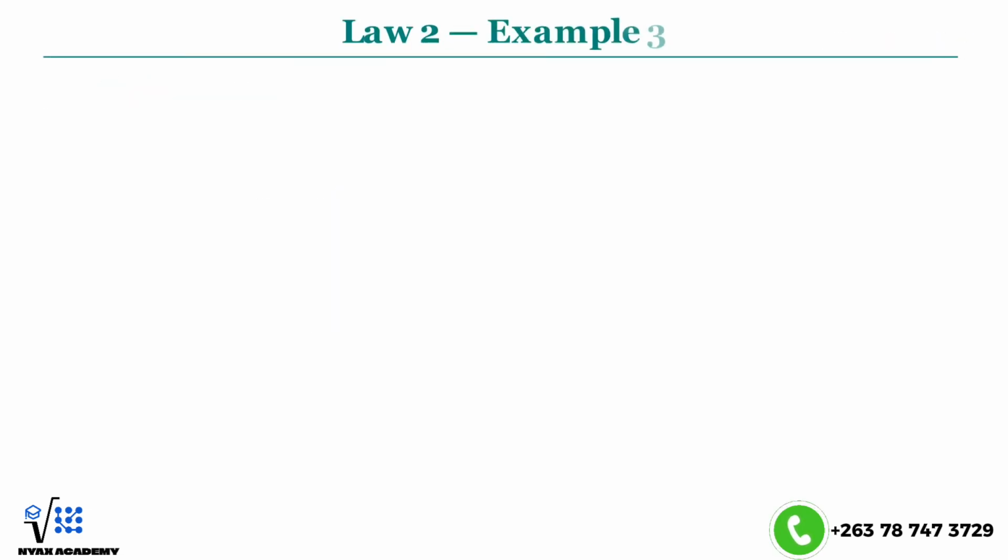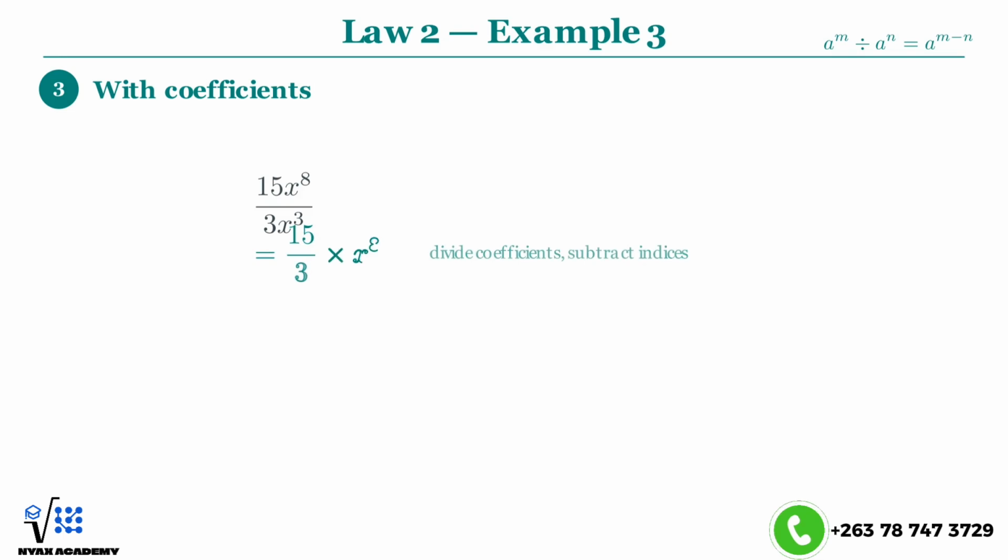For our last example with coefficients, we are given 15x to the power of 8 over 3x cubed. Totanga kudivida ma coefficients edu, 3 into 15 towana 5, multiplying ne x to the power of 8 minus 3 towana x to the power of 5, so answer becomes 5x to the power of 5.